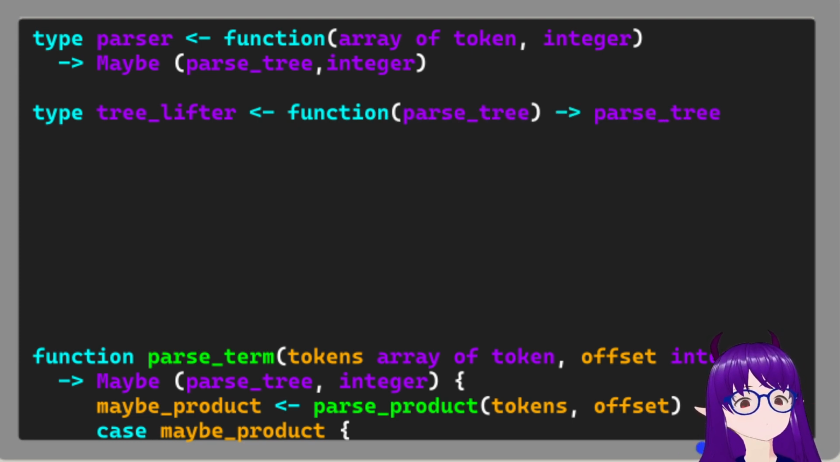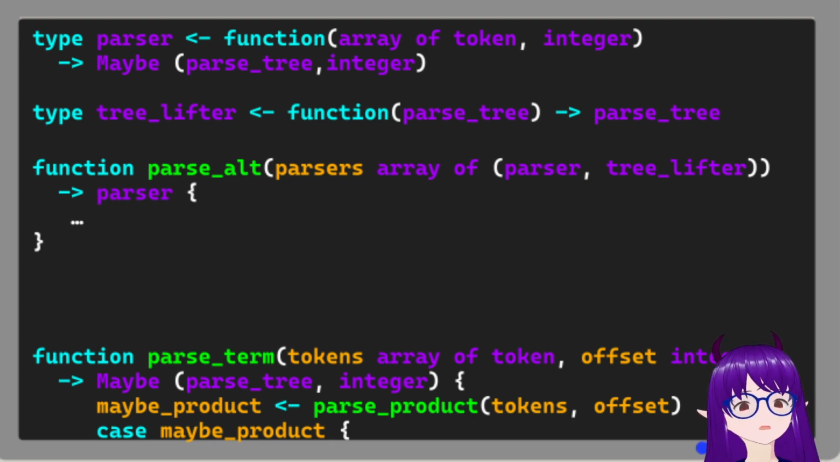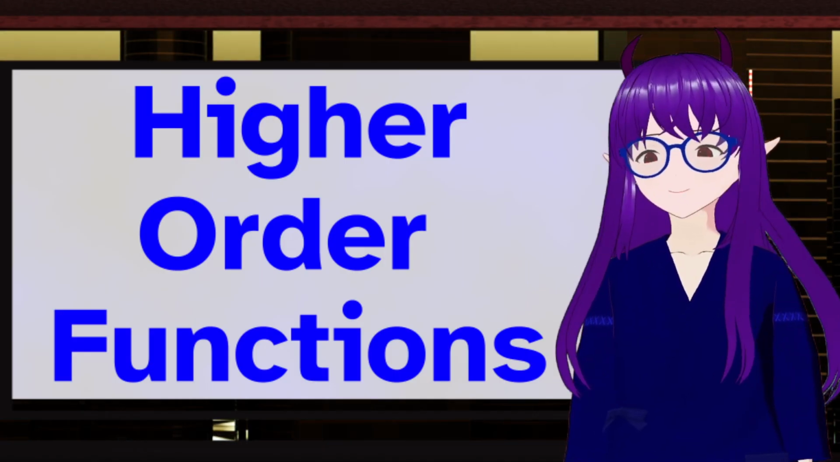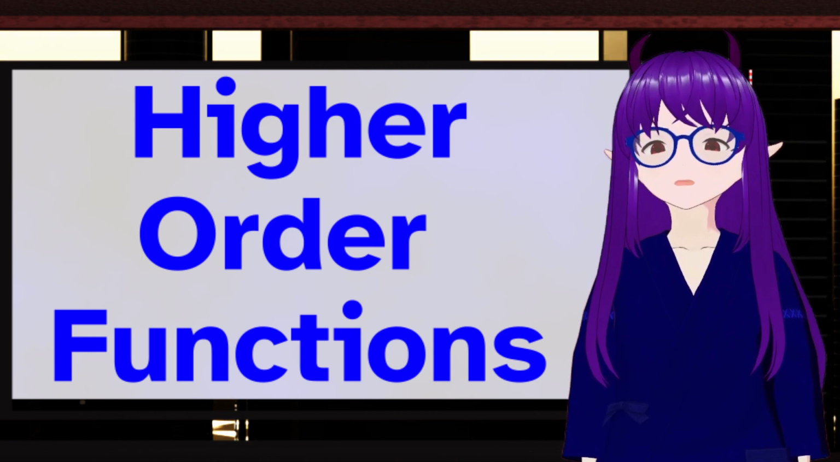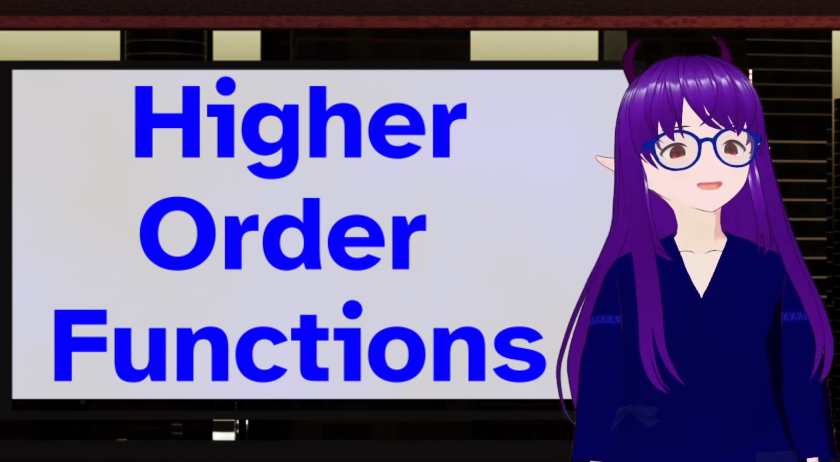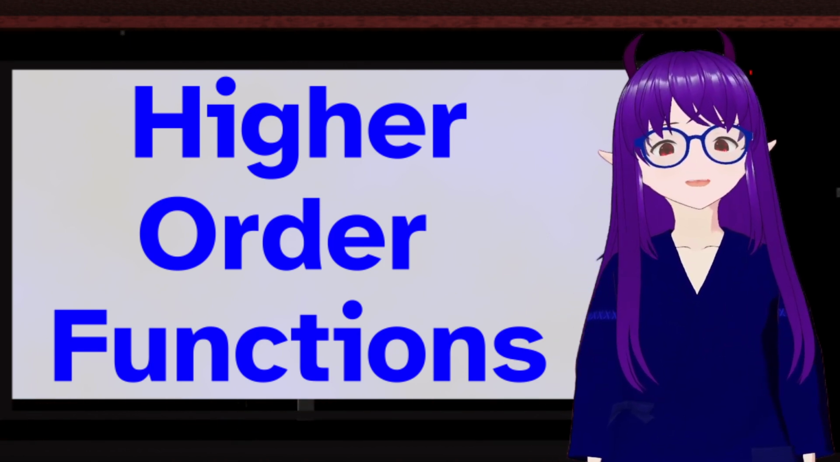With these two types defined, we can now go on and define our new function. As always, we set up its types to give us an understanding of what it's going to be doing. The function parseAlt takes an array of pairs of parser and treeLifter and puts them into a variable called parsers. It will then return a parser. To support the functions we've currently defined in this program, we would only need something that supports two alternatives. However, making something that supports an arbitrary number of alternatives is almost as easy and will allow us to extend this program to more complex grammars.